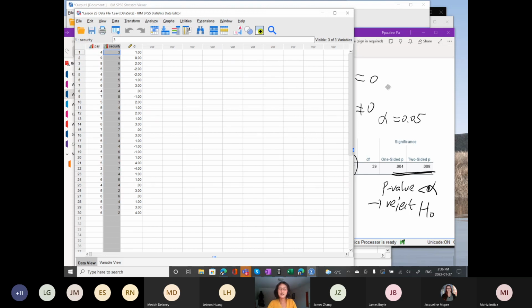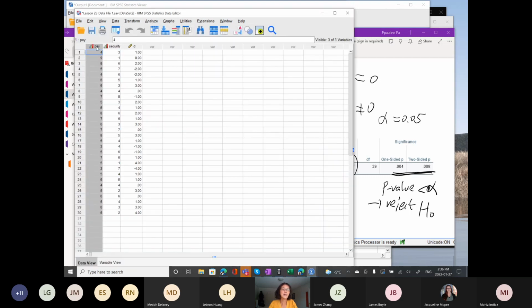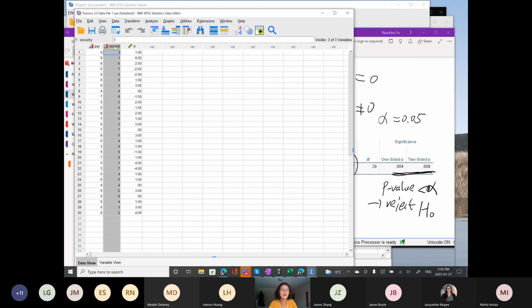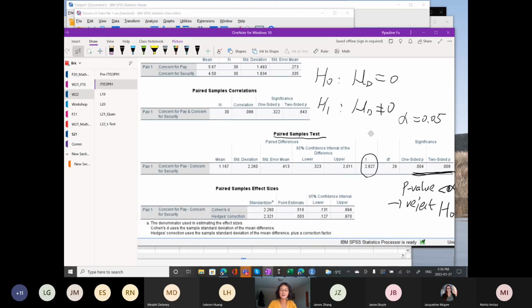Our result based on the p-value method: we reject H0 in favor of H1, which means the mean difference for the population is not equal to 0. The interpretation is the rating for pay is different from the rating for security. That is the final conclusion. They are rating differently. Okay, so that is our p-value method.